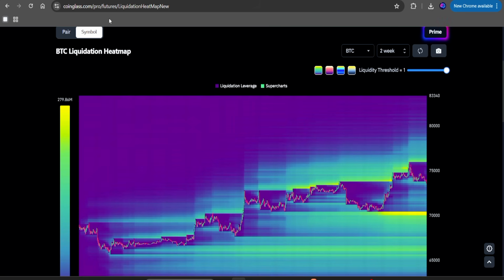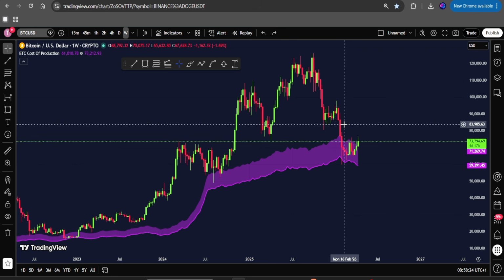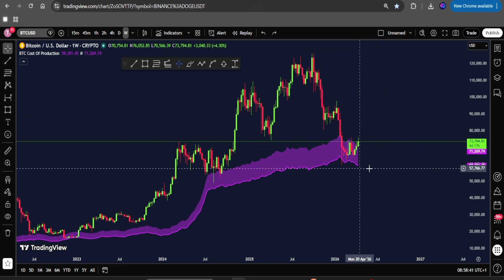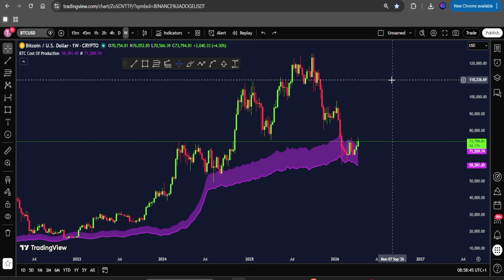Now, taking a look at BTC on the weekly time frame using the cost of production indicator. First of all, let me explain what the indicator is and how it is being used. This indicator tells you how much it costs for one BTC to be mined or produced. If you take a look at the cloud right now, we have 71k to 59k as the cost it takes for one BTC to be produced.